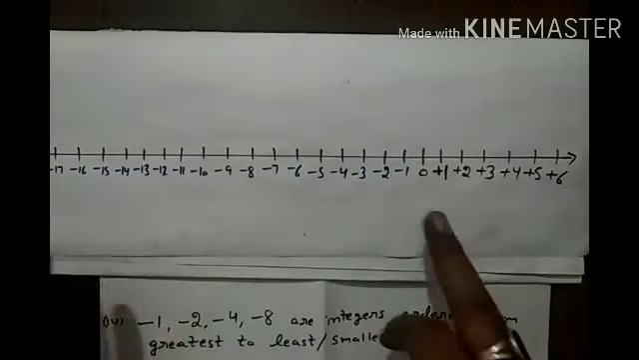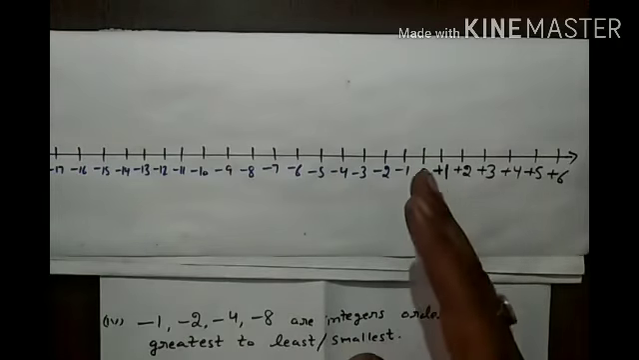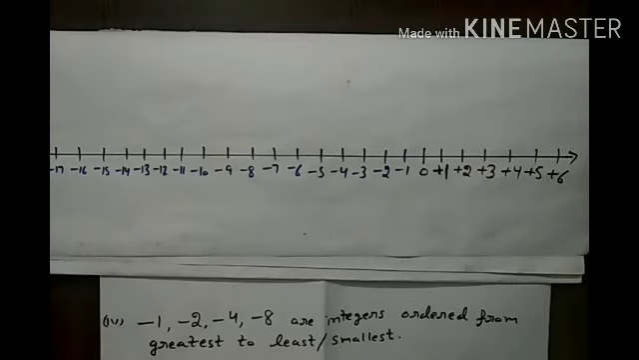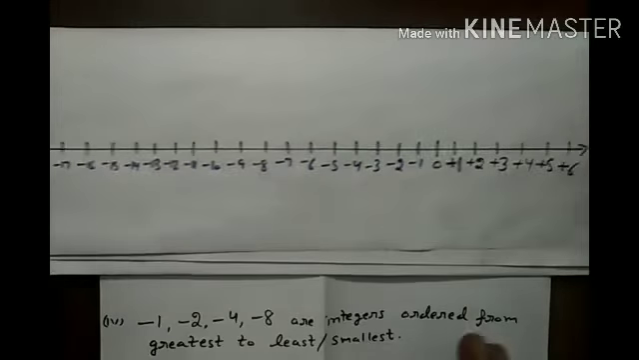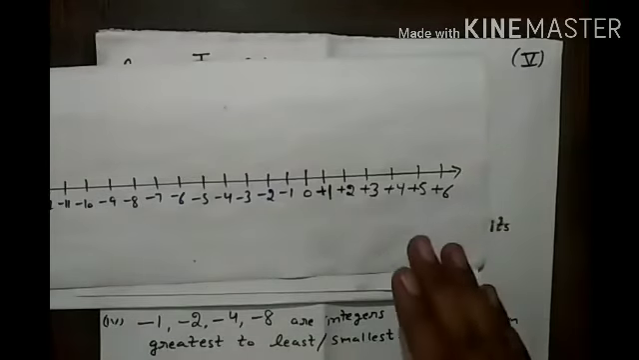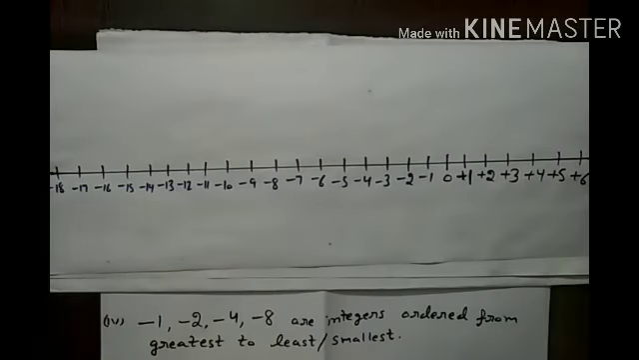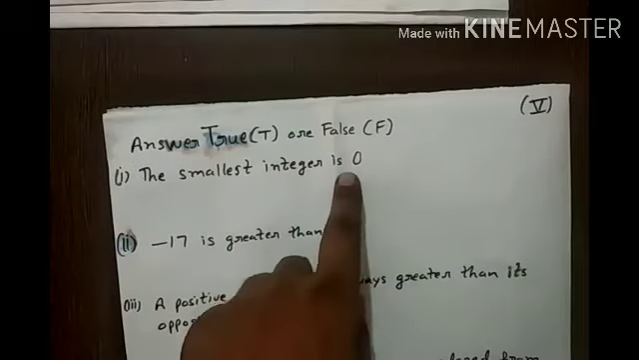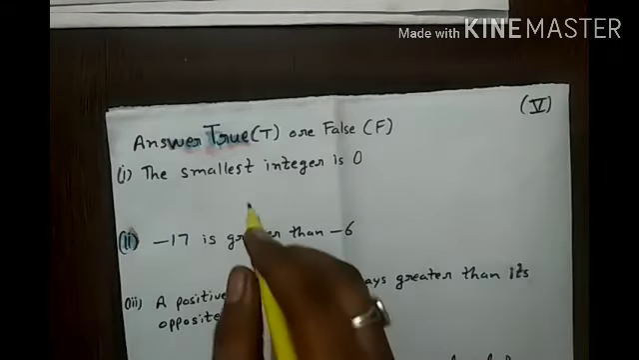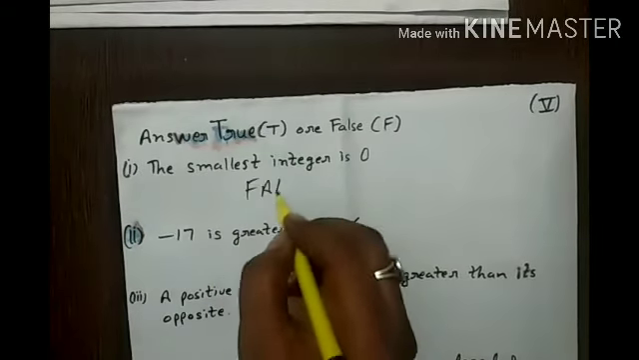No, this is false. 0 is greatest of all the negative integers, and the negative integers are the smallest ones. But we can't decide which is the last negative integer. There are so many negative integers, and the counting of negative or positive integers on both ends of the number line is countless. So we can say that the smallest integer is 0. This is wrong. So I will write this false.